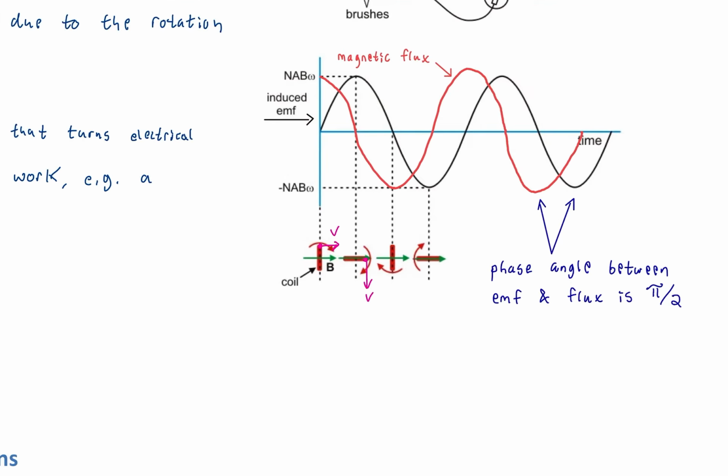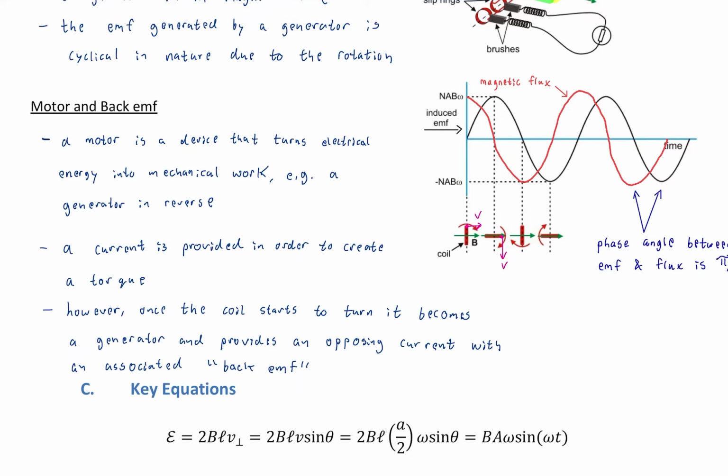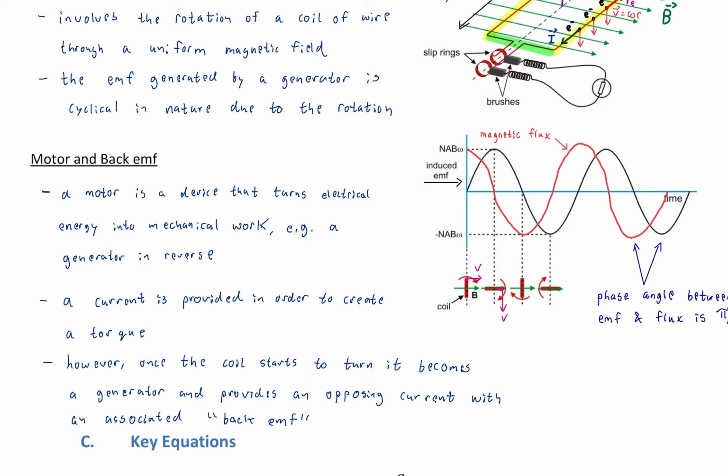Okay, so what about back EMF? Well, a current is provided in order to create a torque. That's what I said. You put the electrical energy in and you get the mechanical work out. But once the coil starts to turn, it becomes a generator. There's no way for it not to follow the same exact principle that we discussed above. Because even though you're running a current through the coil, and that current is thus experiencing a force that starts to generate a torque, right? A force multiplied by a moment arm that twists the current carrying coil.